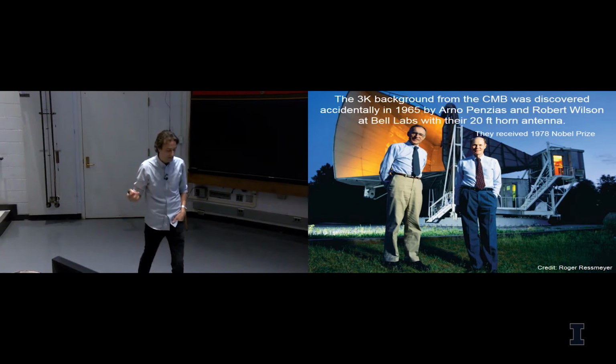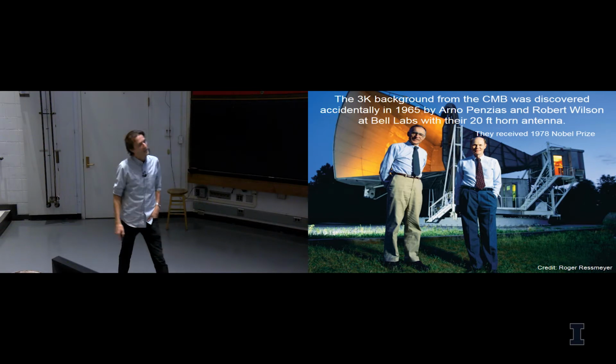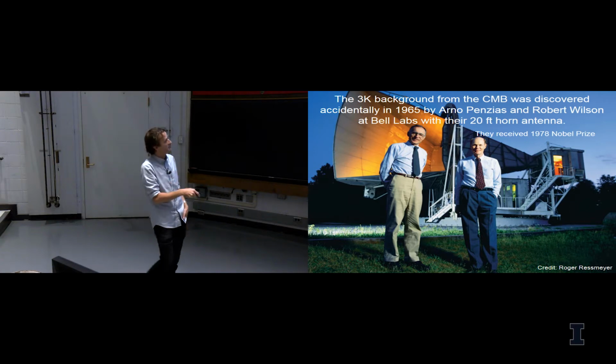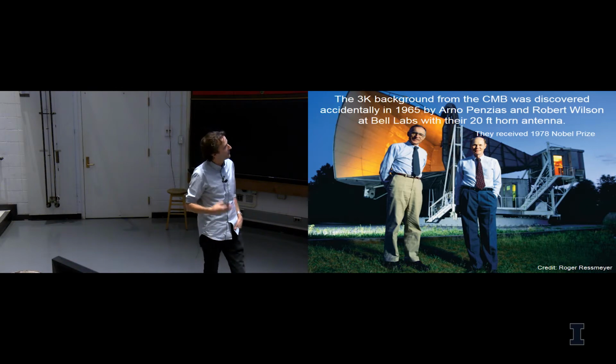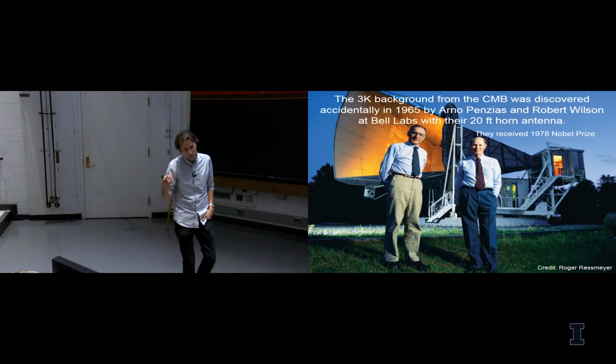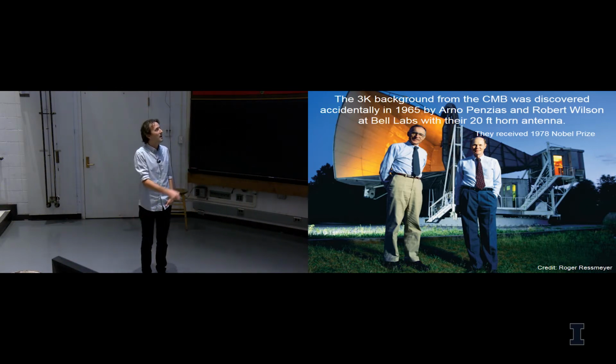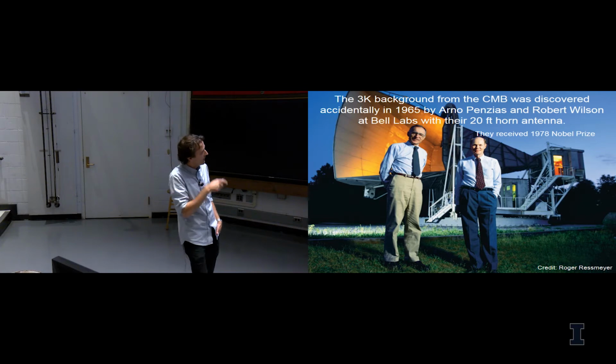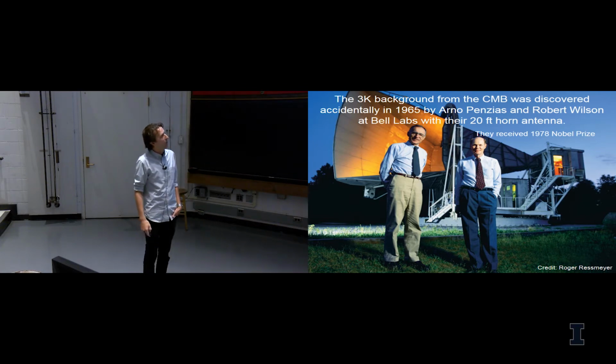In the 40s, I think it was Gamow who realized that the hot Big Bang theory would predict this background radiation called the CMB. And it was discovered almost accidentally in the 60s by Penzias and Wilson. Penzias and Wilson were working for Bell Labs at the time, and they were trying to understand the source of this pesky microwave background that they were seeing in this giant horn antenna.